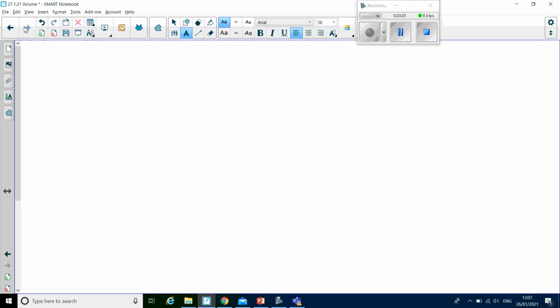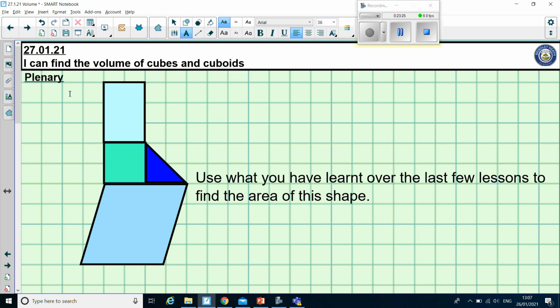Okay, final thing we're going to have a look at today then, for our plenary, is combining some of our learning from the last couple of lessons this week, but also from last week as well. So I've made this shape here, it's one big shape, and I want you to use what you've learned over the last few lessons to work out what the area of this shape is in centimetres squared. Okay, so I'd like you to pause the video and have a think about this question and how you're going to approach it.